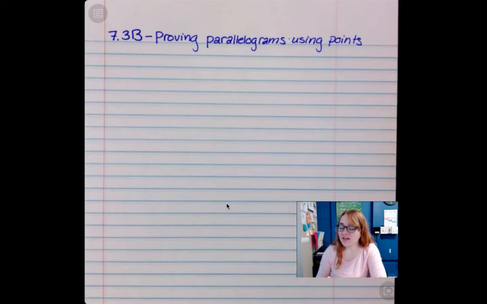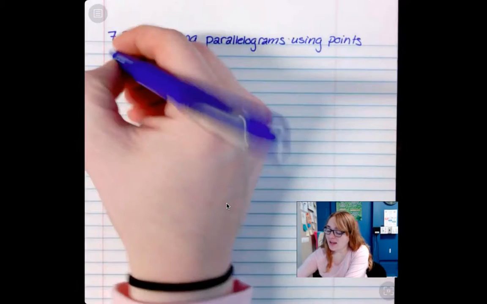Today we're going to talk about 7.3b, and we are going to prove shapes are parallelograms using the points of these shapes and our 5 super cool rules. We have 3 different ways that we can prove a shape is a parallelogram using its points. So let's go ahead and get into it.